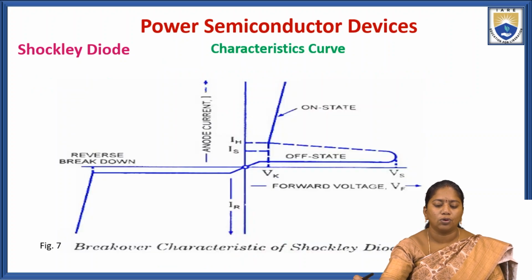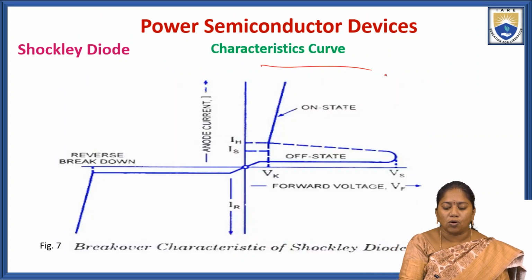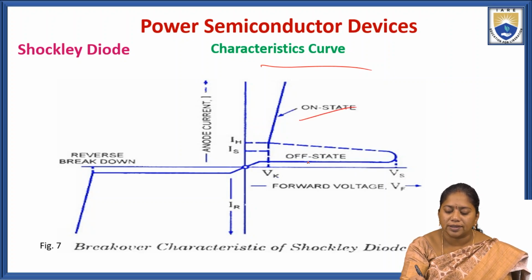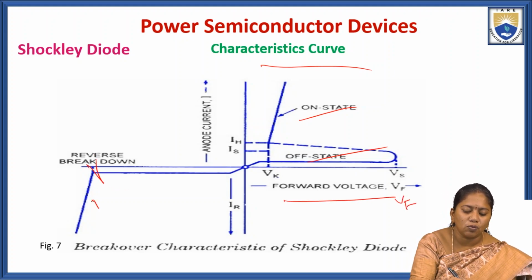So this is the characteristic curve of the Shockley diode. Here we observe that this is the on state and this one is the off state. Here the forward voltage is VF. And this is the reverse breakdown voltage.